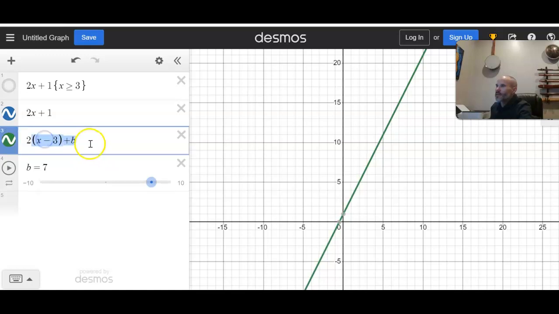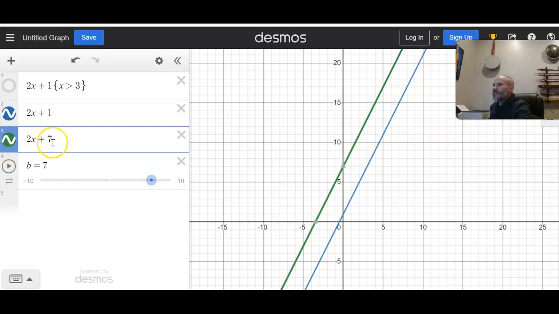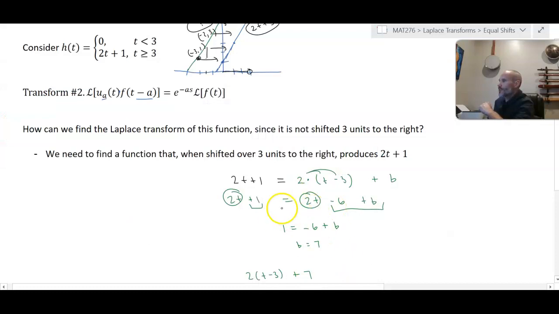Let me do this now. Just plot 2x plus 7. Okay, there's 2x plus 7. That's without it being shifted. Notice, it starts off 3 units to the left of the blue line, and when we shift that green line 3 units to the right, it becomes exactly that blue line. So that's what we're after here. We're just doing it algebraically.